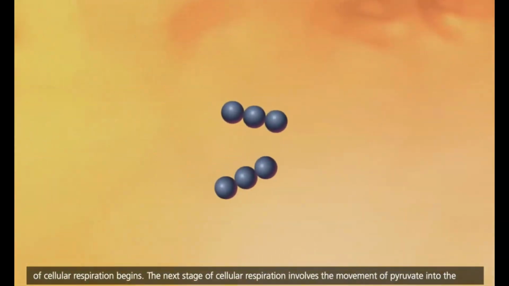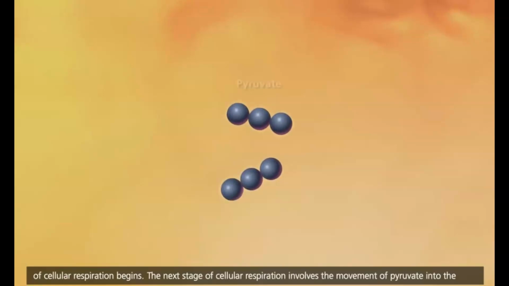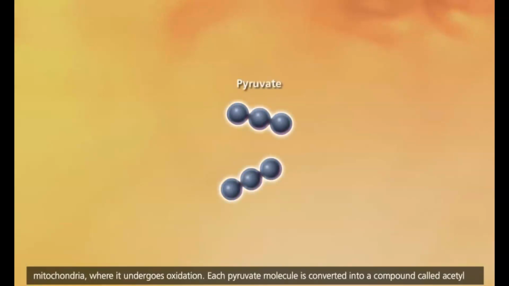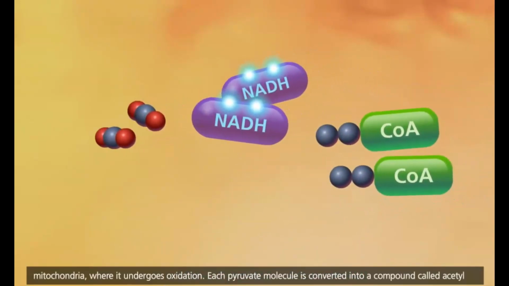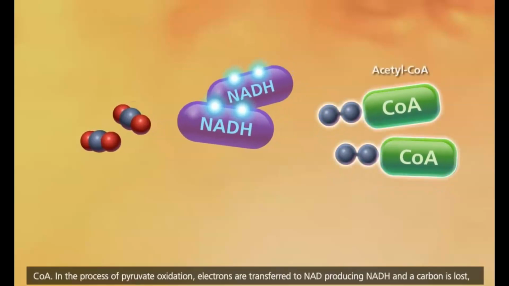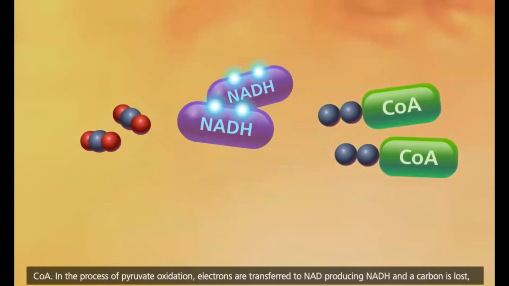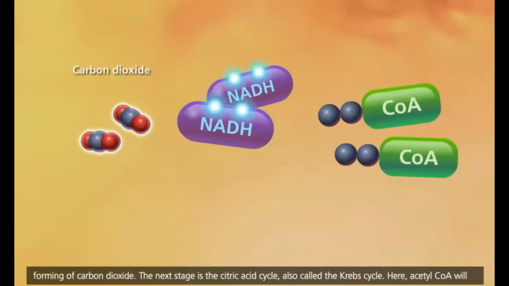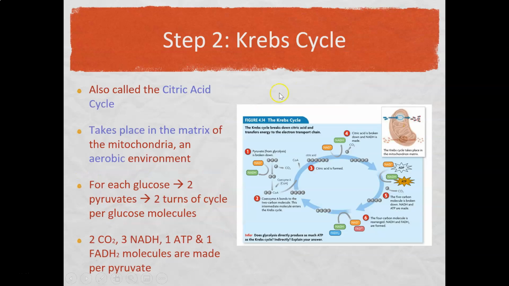The next stage of cellular respiration involves the movement of pyruvate into the mitochondria, where it undergoes oxidation. Each pyruvate molecule is converted into a compound called acetyl-CoA. In the process of pyruvate oxidation, electrons are transferred to NAD, producing NADH, and a carbon is lost, forming carbon dioxide. Okay, so here is that grooming step one more time, right?